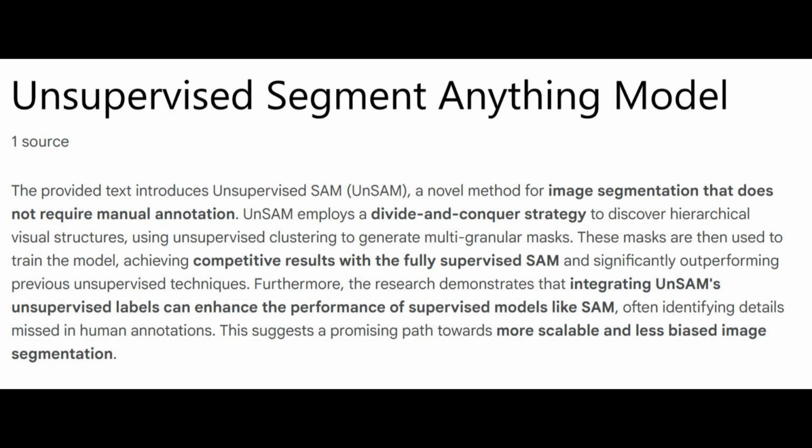Now, before we move on to the final part of our deep dive, I want to leave our listeners with a thought-provoking question to ponder. We've seen how Unsam can see and understand images without human supervision. But what if this unsupervised approach could be applied to other senses? That's an intriguing question. Could AI learn to hear and understand sounds or even feel textures without our input? What other senses could be unlocked by this technology?